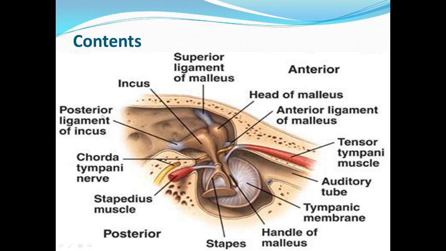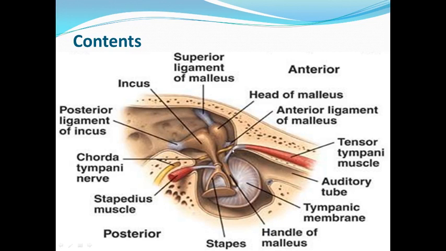You can see this is the posterior ligament of the incus, supporting the incus posteriorly. We have the superior ligament of the malleus. Then we have the anterior ligament of the malleus. Similarly, we have the ligament which is attached to the stapedius muscle, and the ligament which is attached to the tensor tympani muscle too.